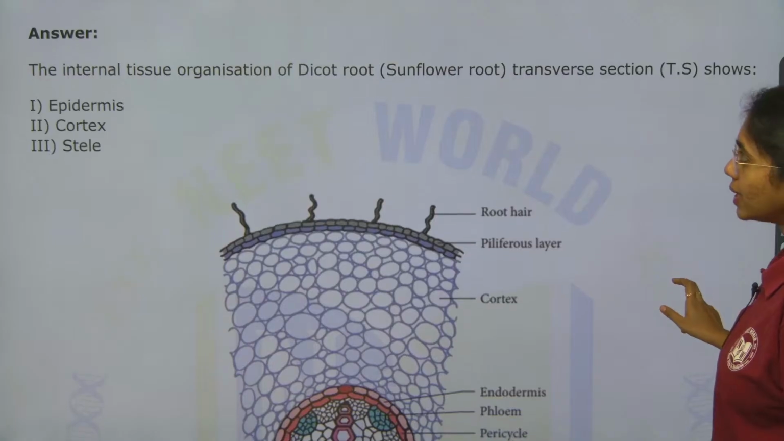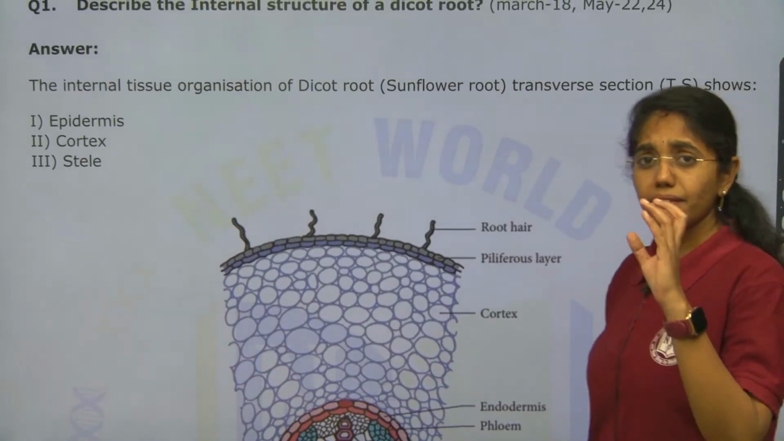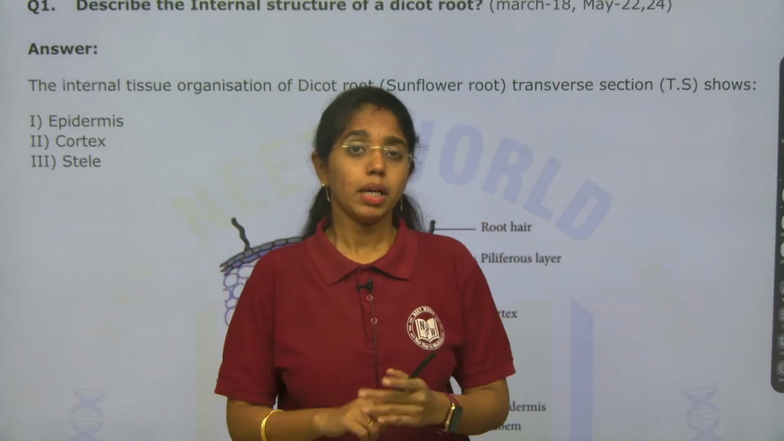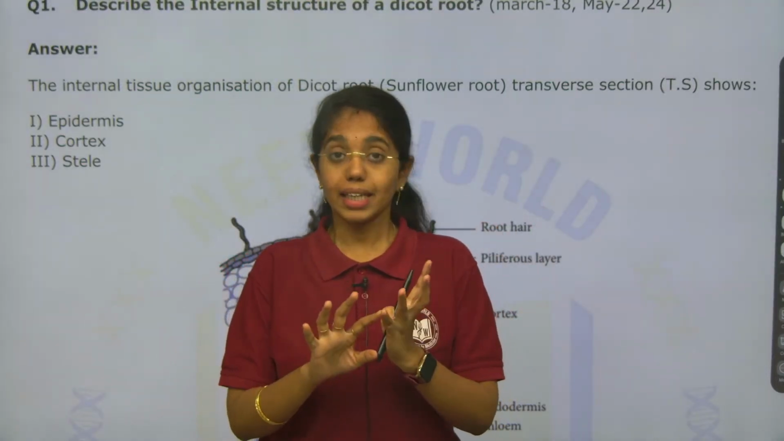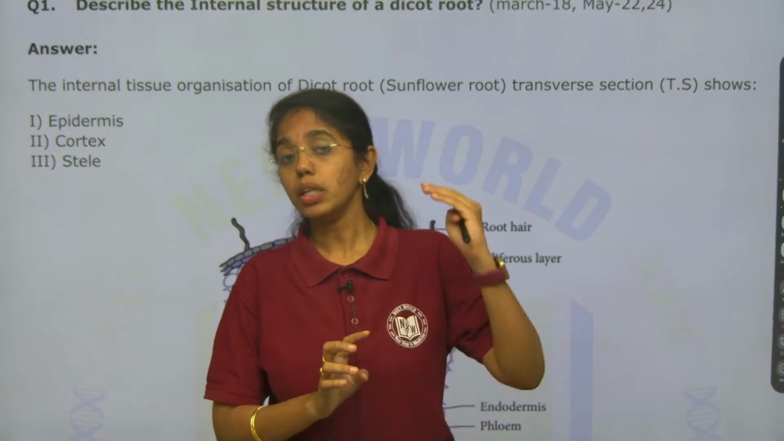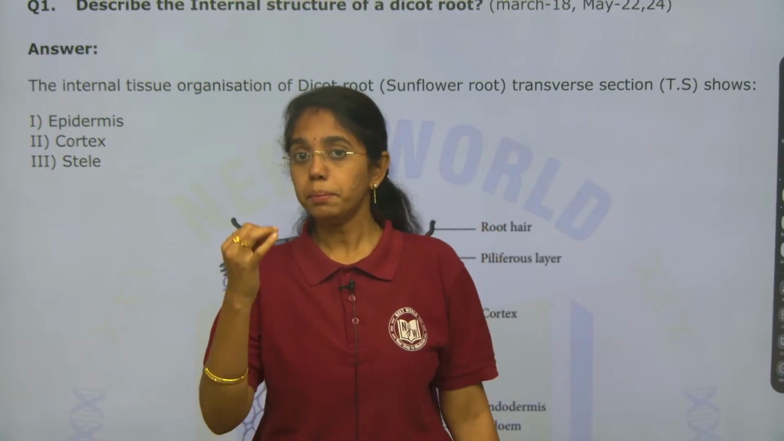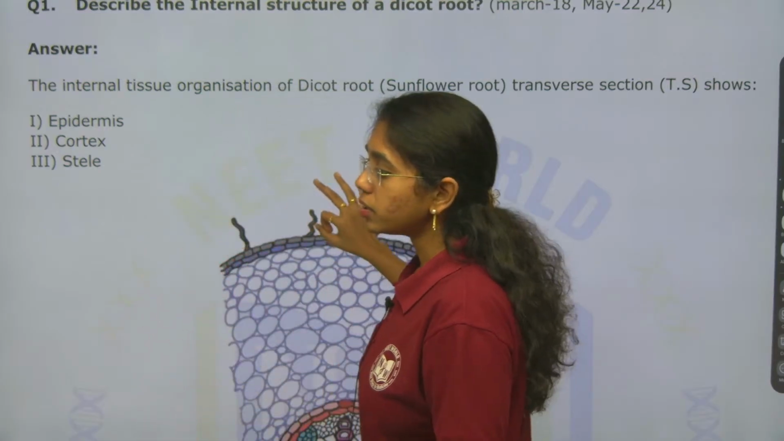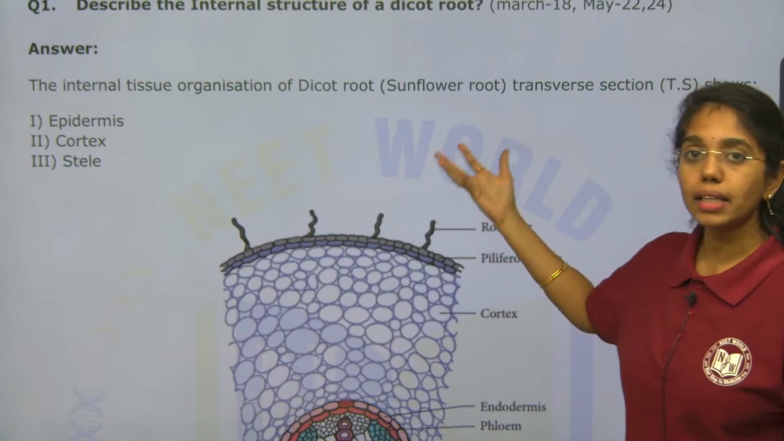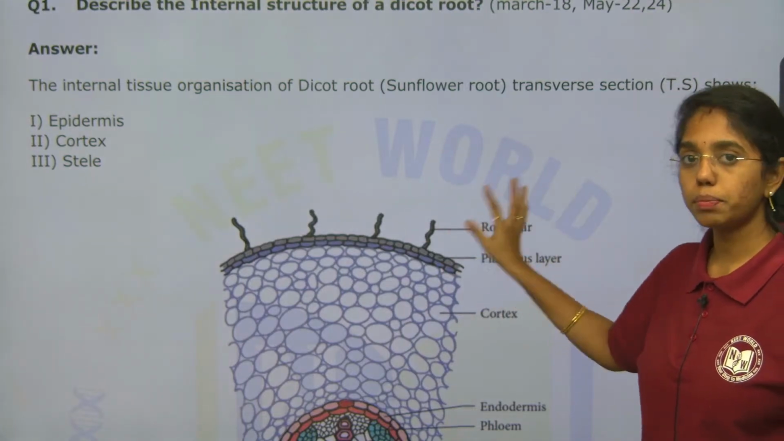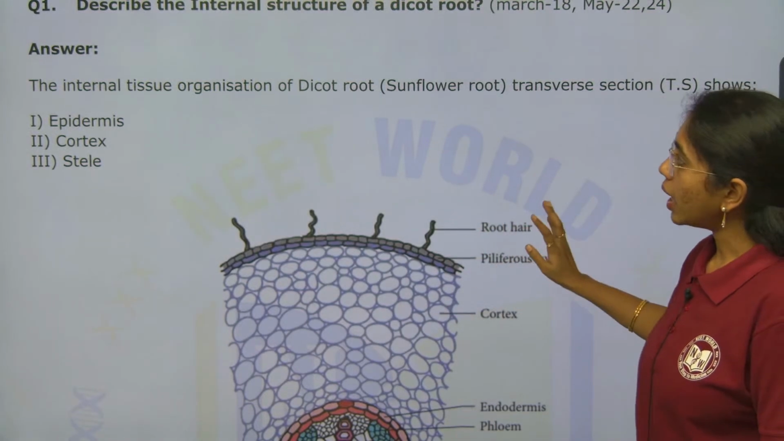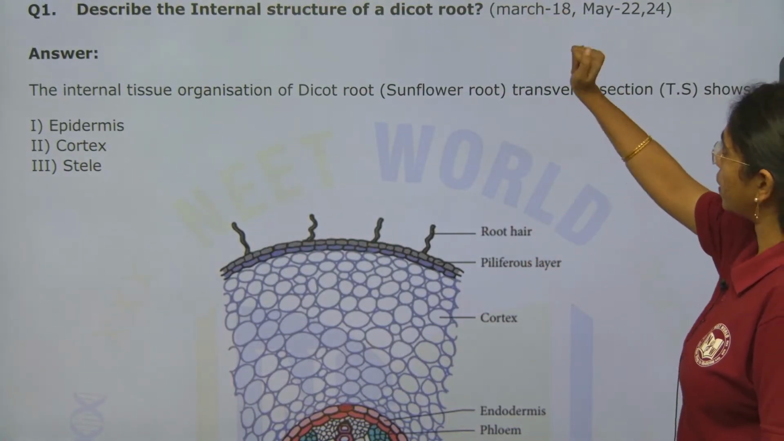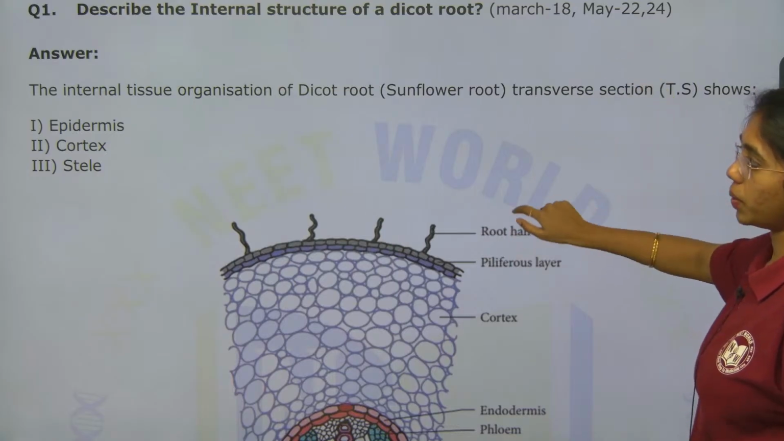dicot root. It is very simple, ma. See, even for MSET, even for NEET, even for IPE exam, these things are very important, that is comparative analysis between dicot and monocot root, stem, leaf, a highly important concept. So, if you cover this long answer, parallelly the preparation for this concept for NEET and MSET will also be done. So, here you see, ma, describe the internal structure of dicot root, which appeared in March 2018, May 2022 and May 2024.